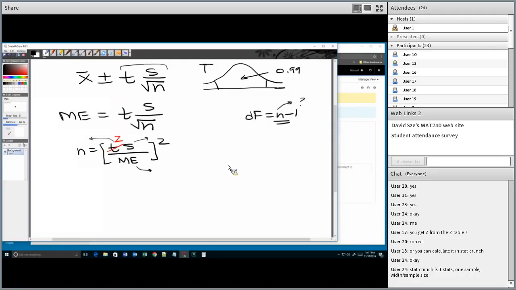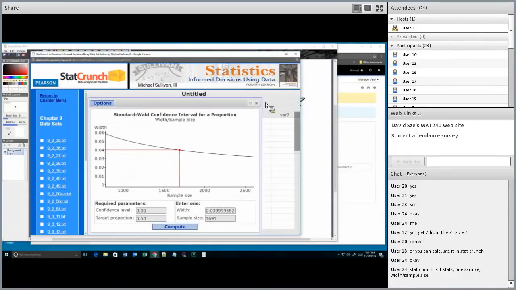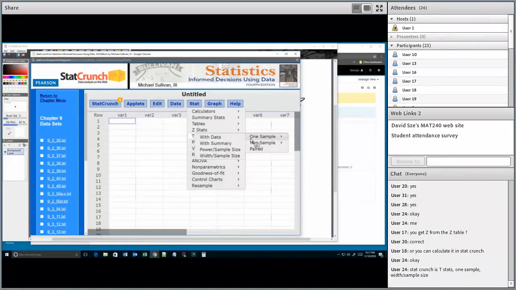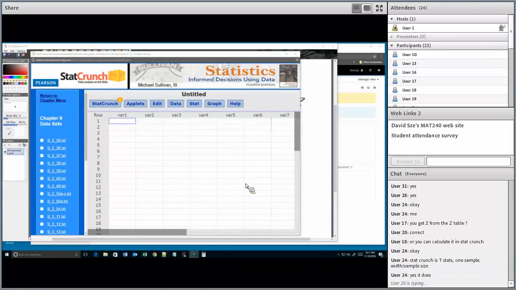Yes, that's right. Let me just show you that. So that is going to be Stat, T Stats, One Sample, Width and Sample Size. Okay. So does that make sense, Vince? Does that help you understand the sample size, how we calculate it and why? Okay, great. Okay, so any other questions on this?